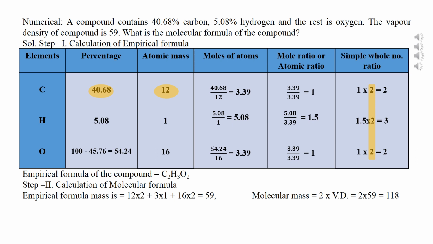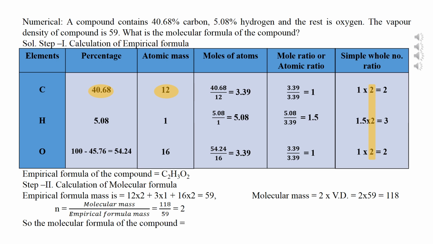Now we can easily calculate the value of small n, which is the ratio of molecular mass and the empirical formula mass, that is equal to 118 divided by 59, and the value of n comes out to be 2. So the molecular formula of the compound is 2 multiplied by empirical formula, and the answer is C4H6O4.